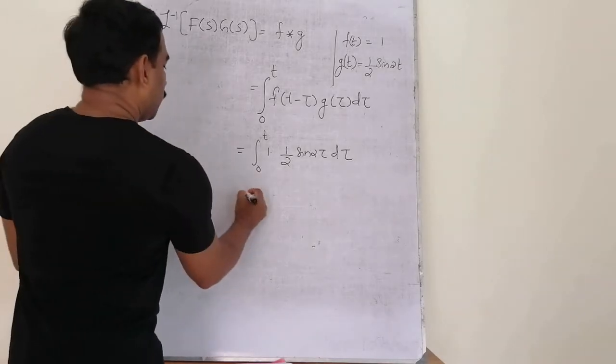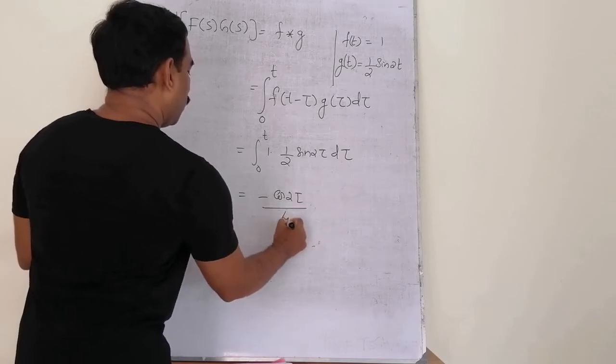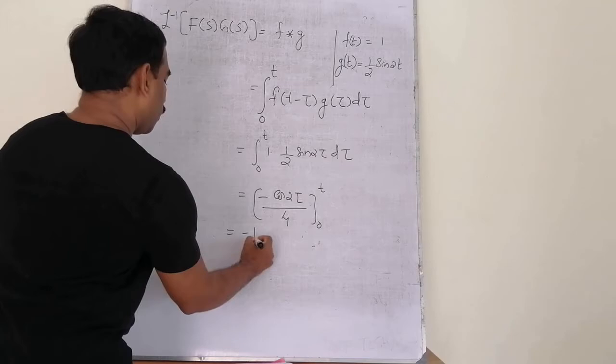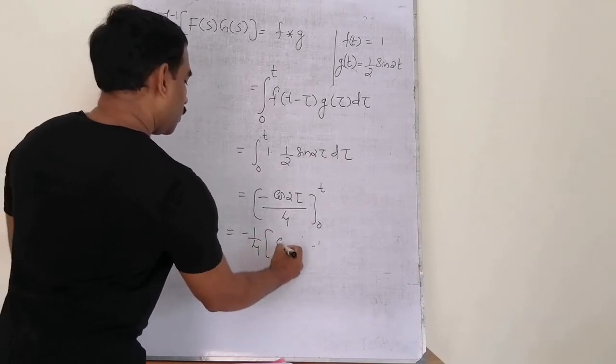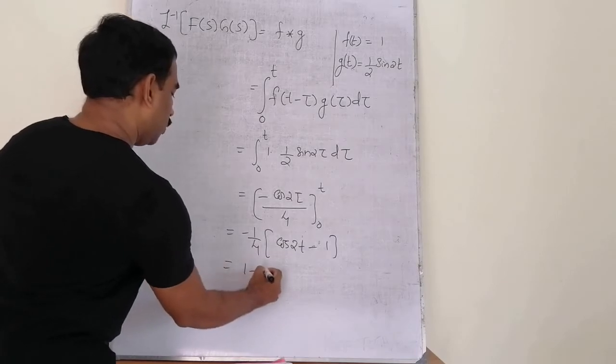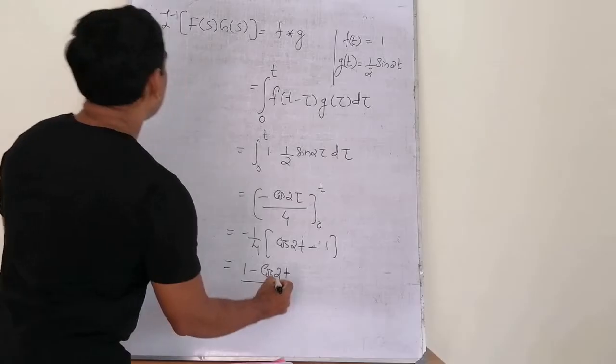Now integrating we get minus cos 2 tau divided by 4 within the limit 0 to t, that is minus 1 by 4 into (cos 2t minus cos 0, that is 1), or this is equal to (1 minus cos 2t) divided by 4. Let's solve the problem.